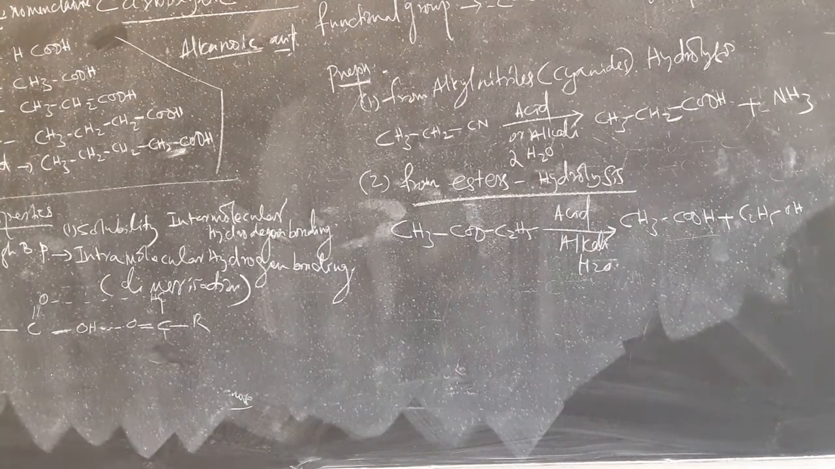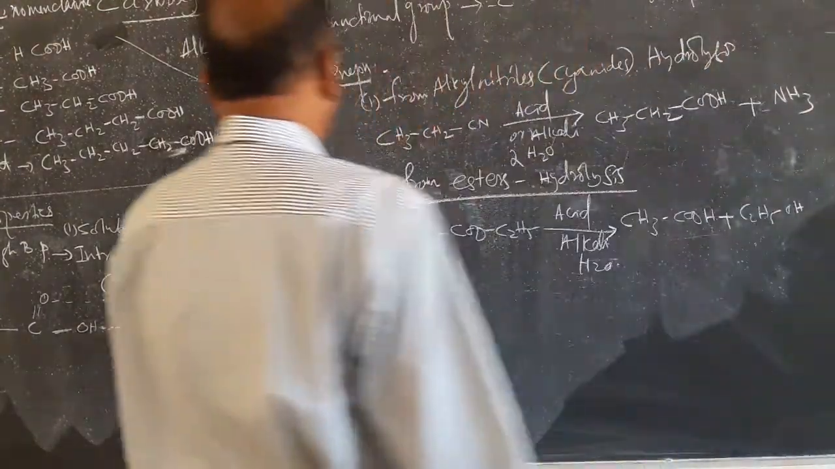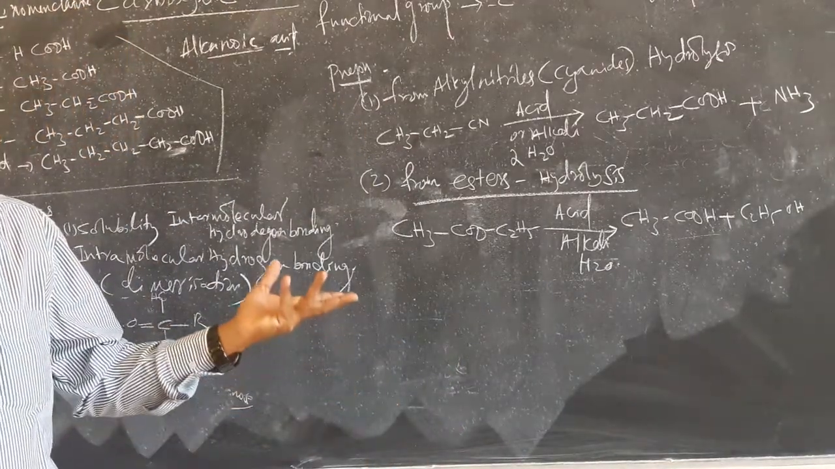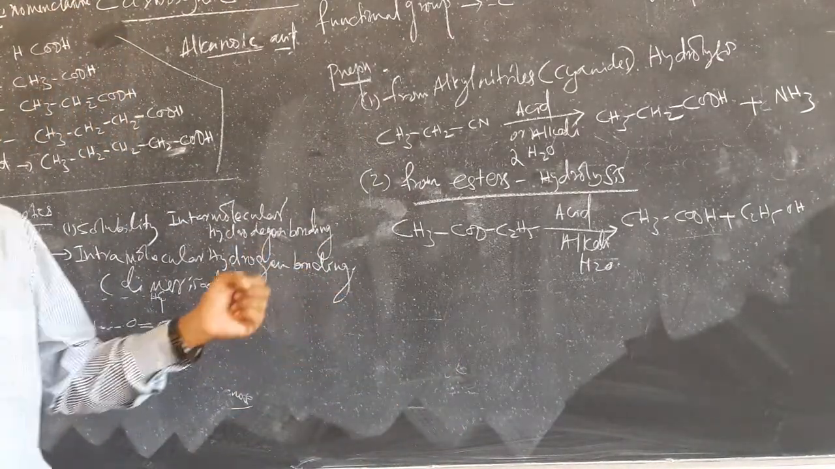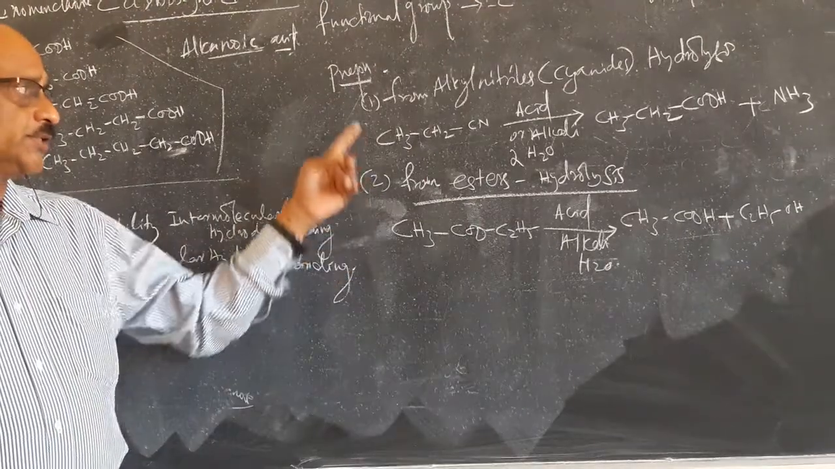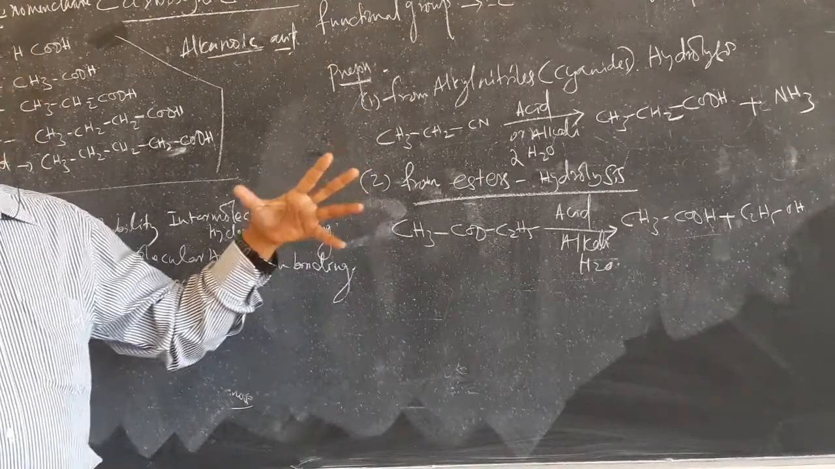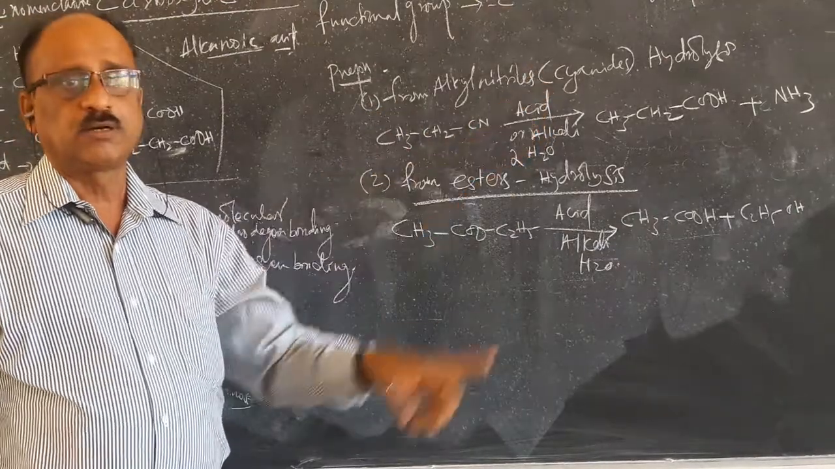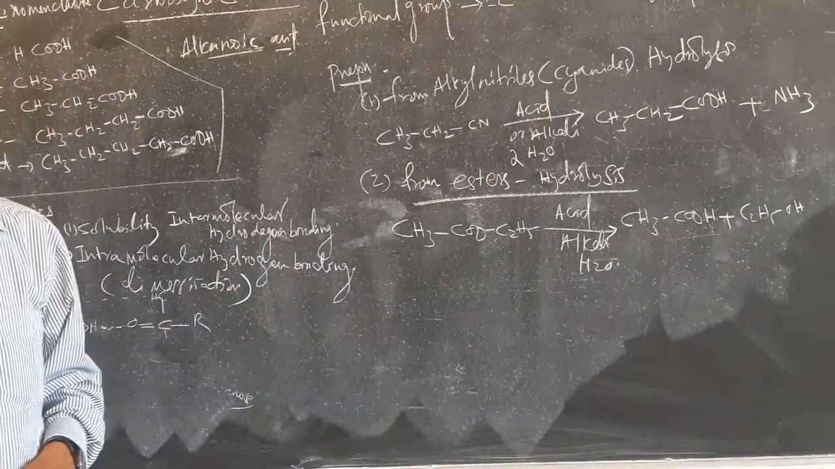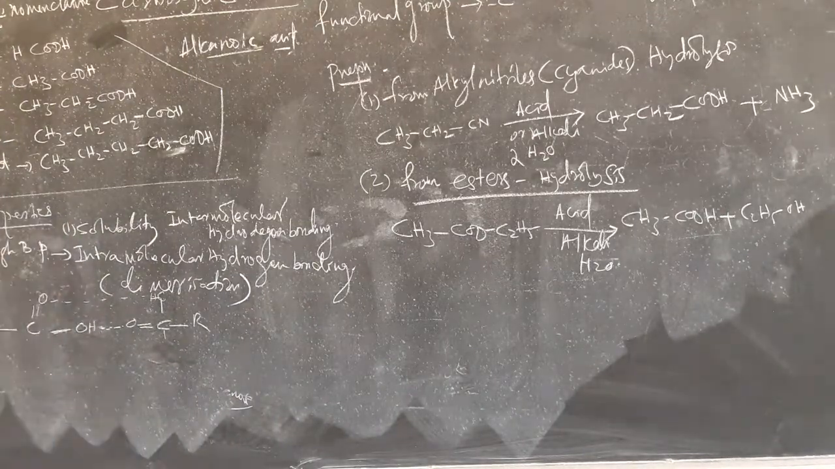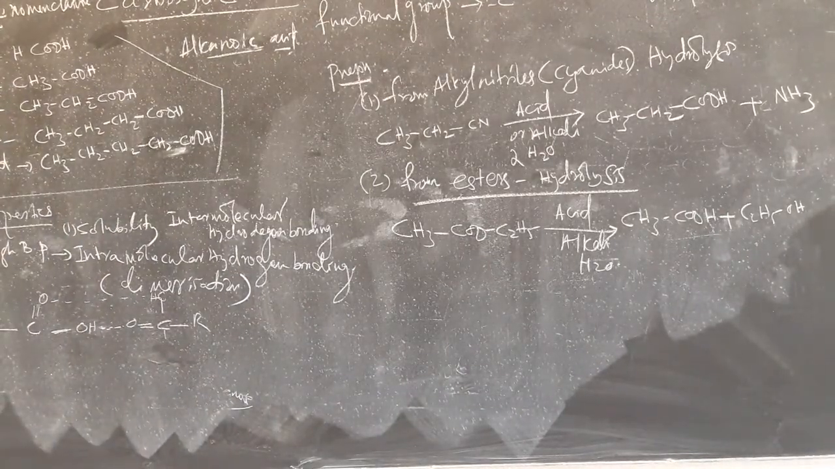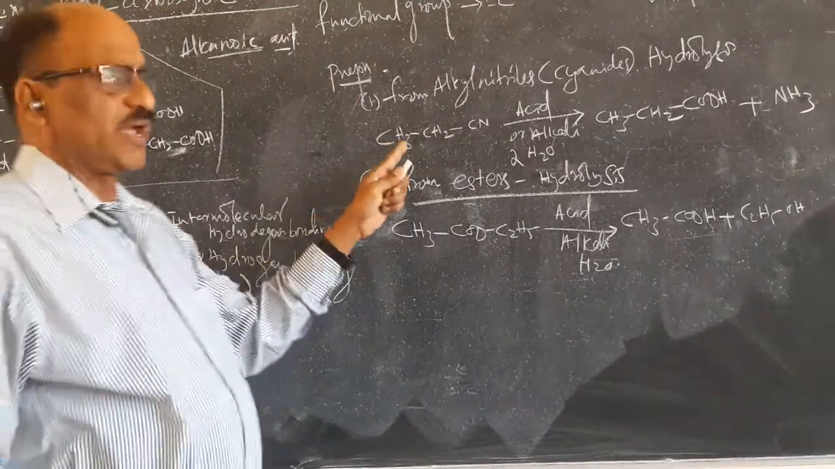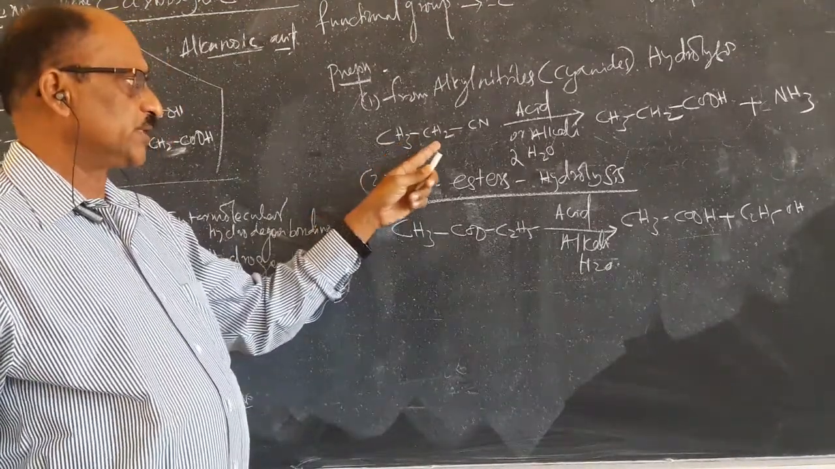There are 2 methods of preparations. First method, both are hydrolysis. There are many methods of preparation for carboxylic acids, but here it is given in the syllabus. They have mentioned only 2. One is the hydrolysis of cyanides, alkyl cyanides. Hydrolysis of alkyl cyanides. An example I have written here, that is CH3CH2CN.